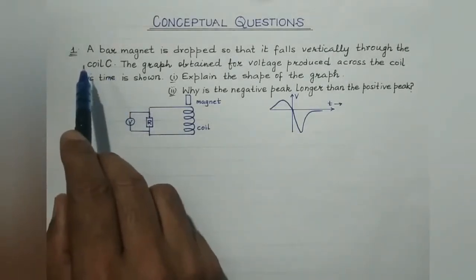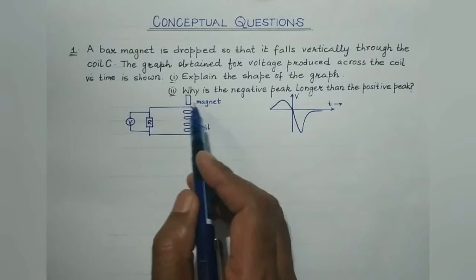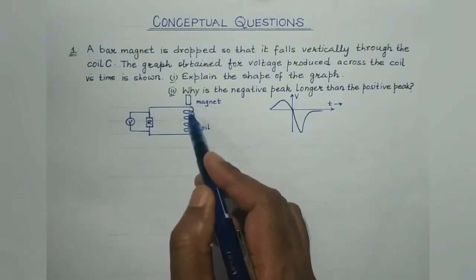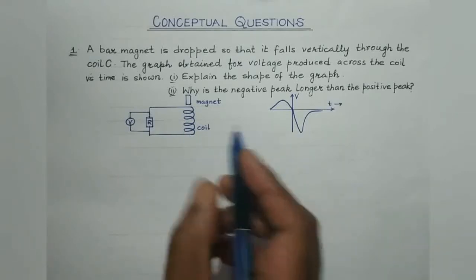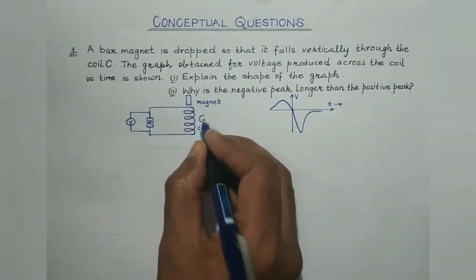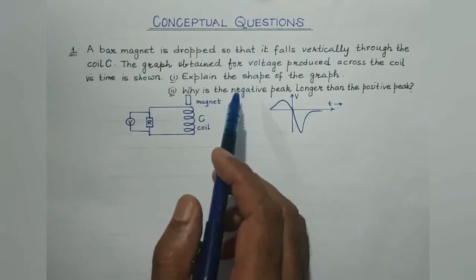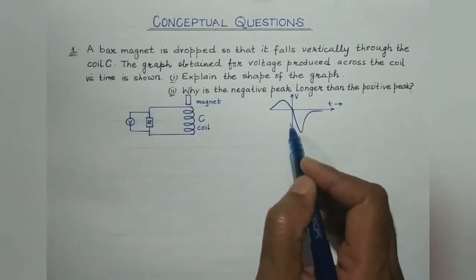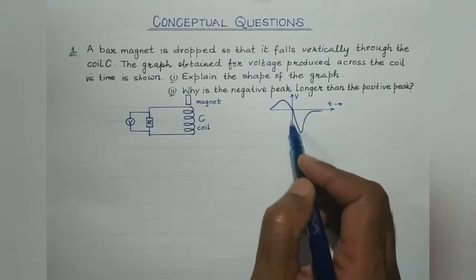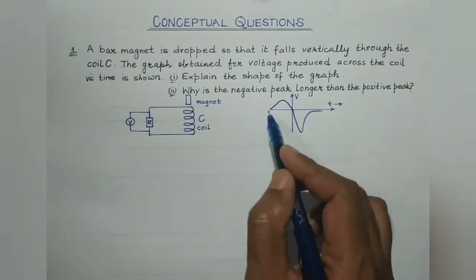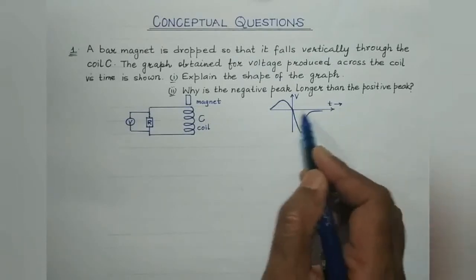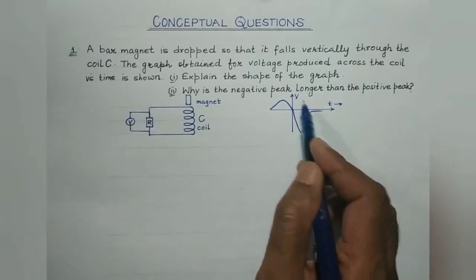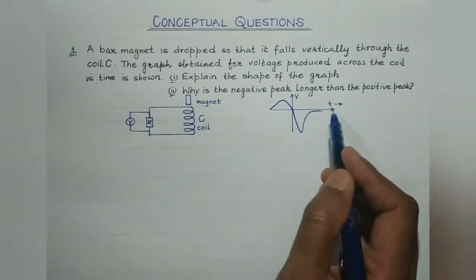First question is a bar magnet. This is a bar magnet. It is dropped so that it falls vertically through this coil. This is coil C. And the graph obtained for voltage produced across the coil versus time is as shown. The y-axis represents the voltage so developed in the coil, and the horizontal axis represents the time. So this is a graph between the voltage, that is the EMF produced in this coil, versus time.